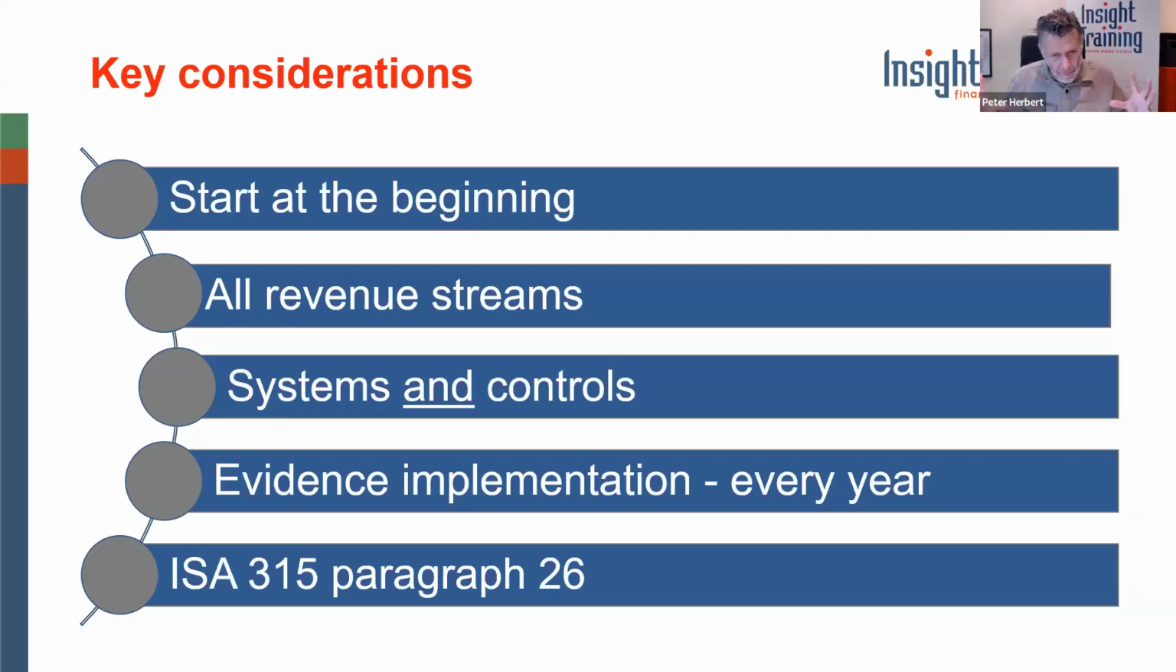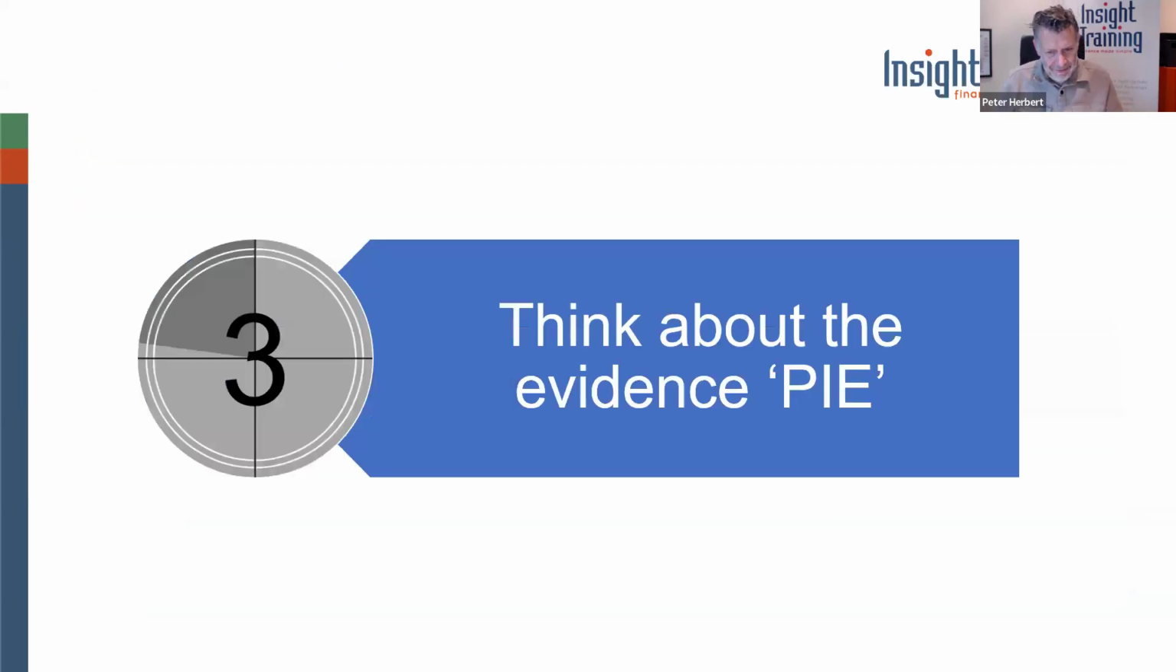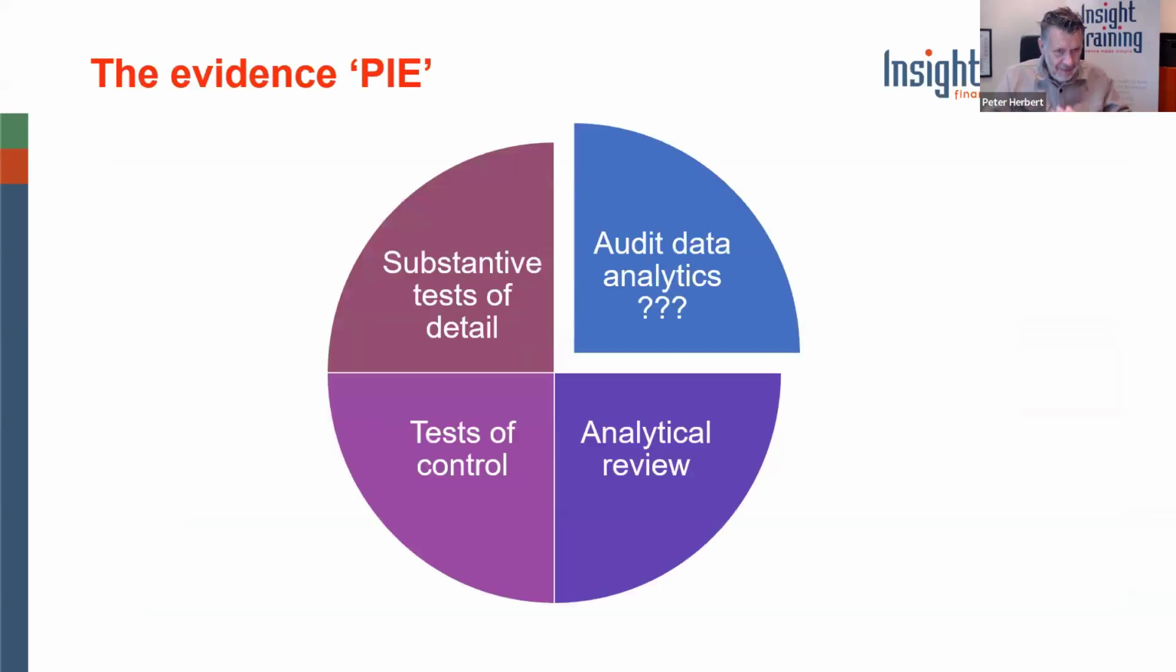Okay, so that's kind of our planning bit. Then in terms of the actual testing, think about the evidence pie. I think about the evidence pie as being a number of different types of evidence that you're going to draw together to inform your conclusion in a particular area. Now, I think for many firms historically, substantive tests of detail have probably been the go-to place for audit evidence.